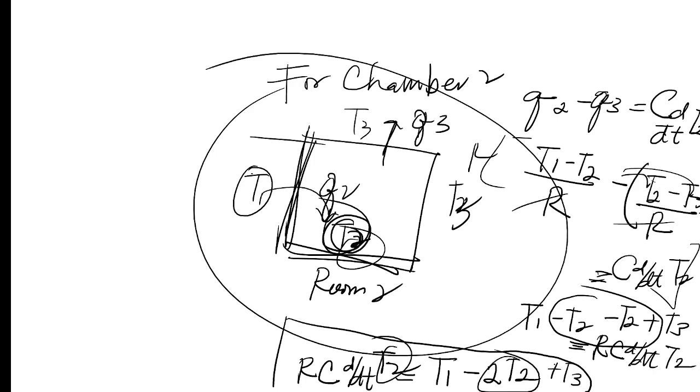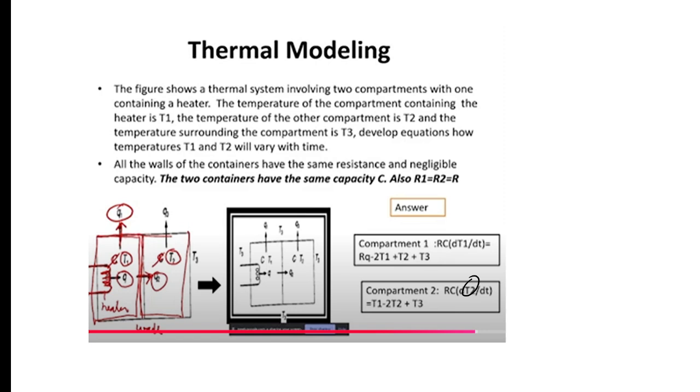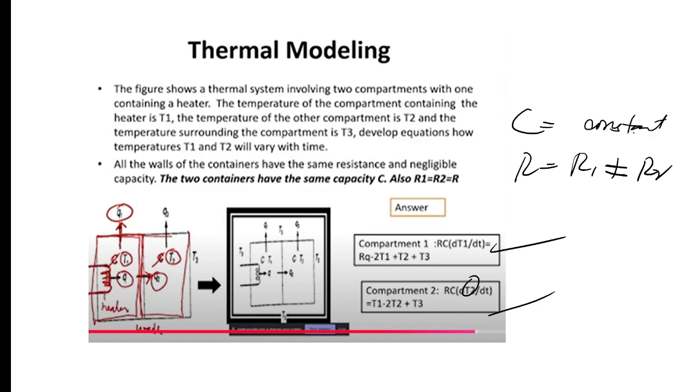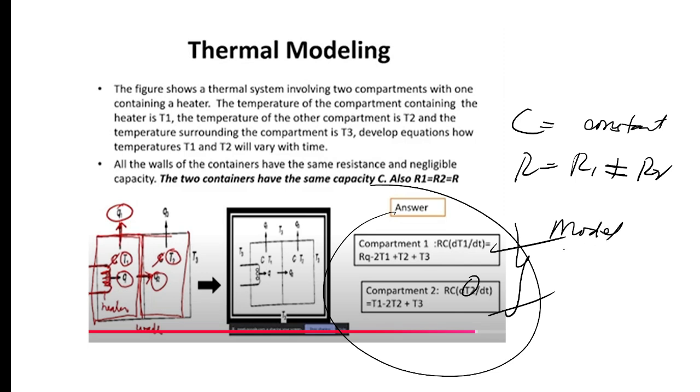So that is our model equation when we consider the two chambers in thermal modeling, wherein resistance is the same for the two chambers, and the capacitance is also the same because they have the same wall thickness, and the same length and height. So thermal capacitance is constant for the whole system, and this is the answer, the model differential equation.